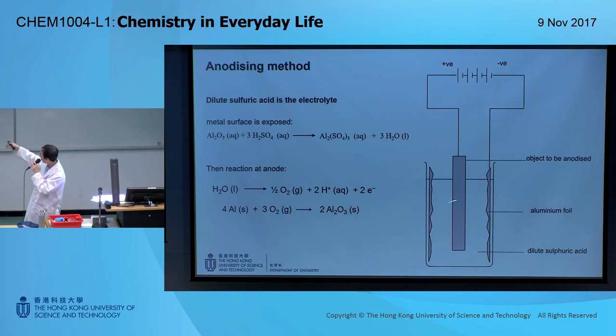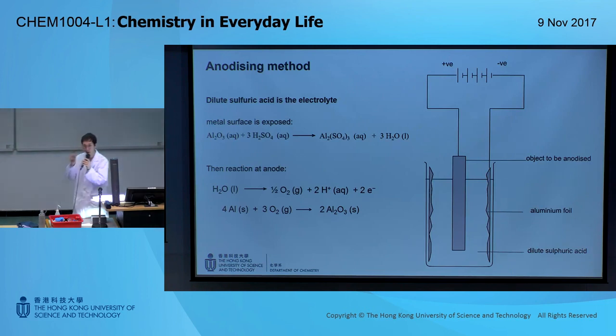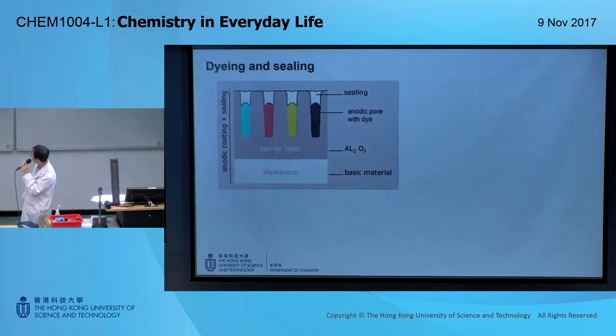Okay, so it will become a porous layer of oxide, 2,000 times thicker than the natural barrier, but still invisible to the eyes. If you want to see it, you still cannot see it by naked eye. You can only see it if you put it under a microscope.